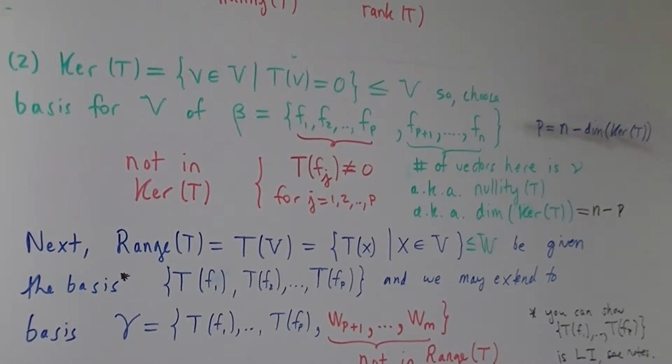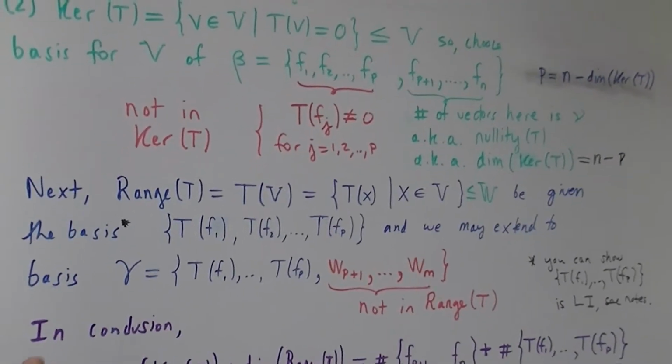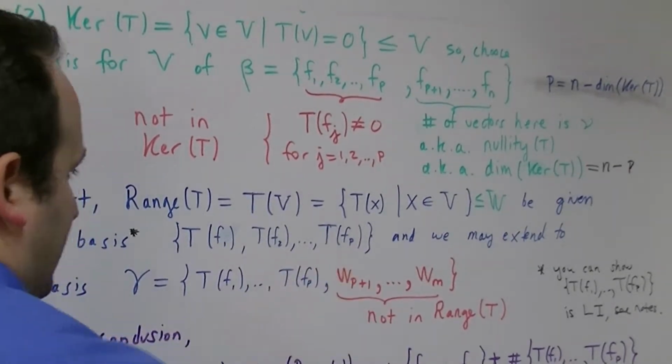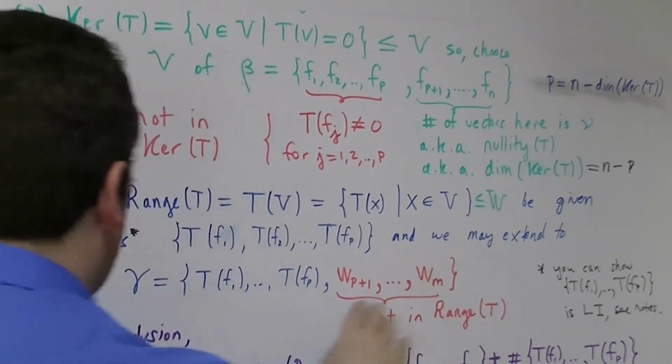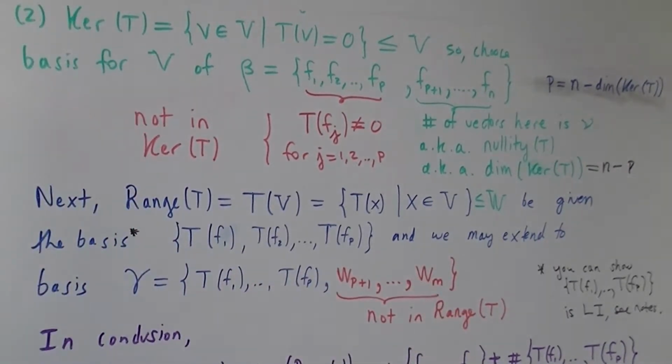Okay, but then again we can use the basis extension theorem for the subspace. We can extend from this basis for the range to the rest of these guys, which fills out W. This is a basis for W altogether, right? And then you just count.